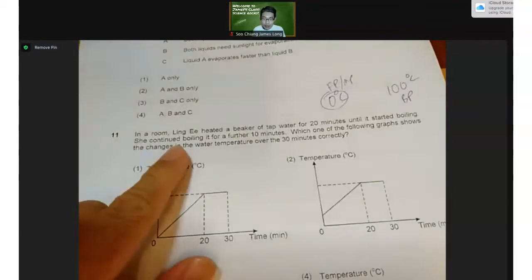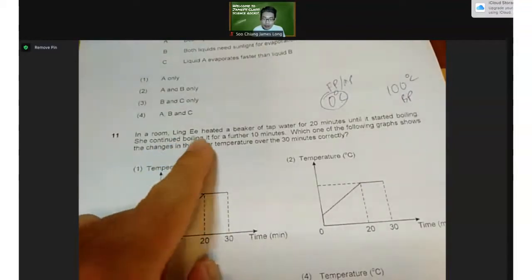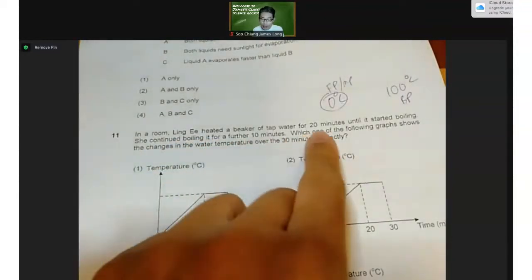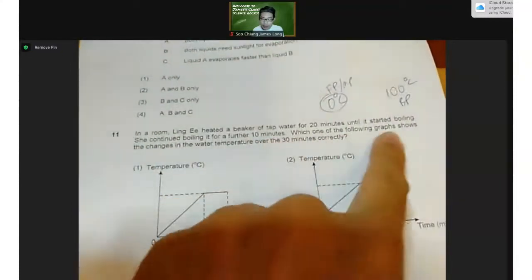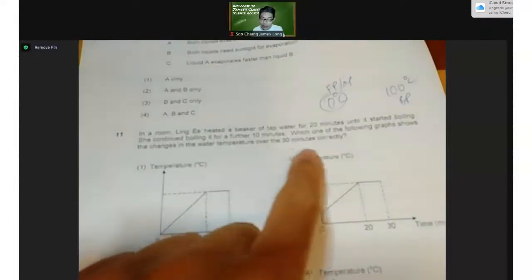So in this question, Ling E heated a beaker of tap water for 20 minutes until it started boiling. She continued boiling for a further 10 minutes. Which one of the following graphs shows the change in the water temperature over the 30 minutes correctly?